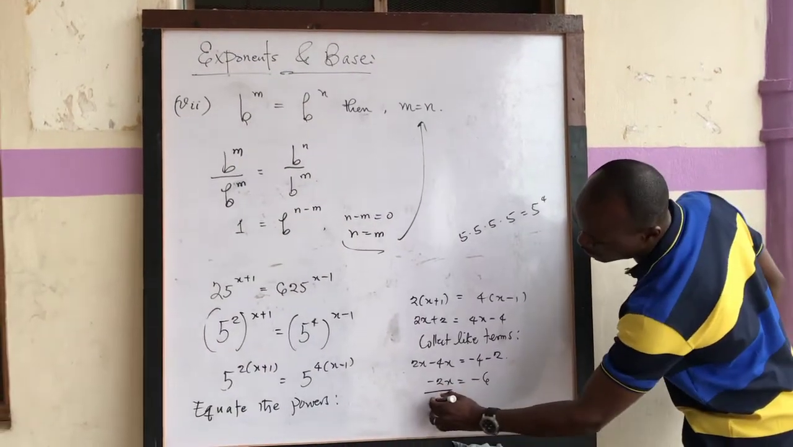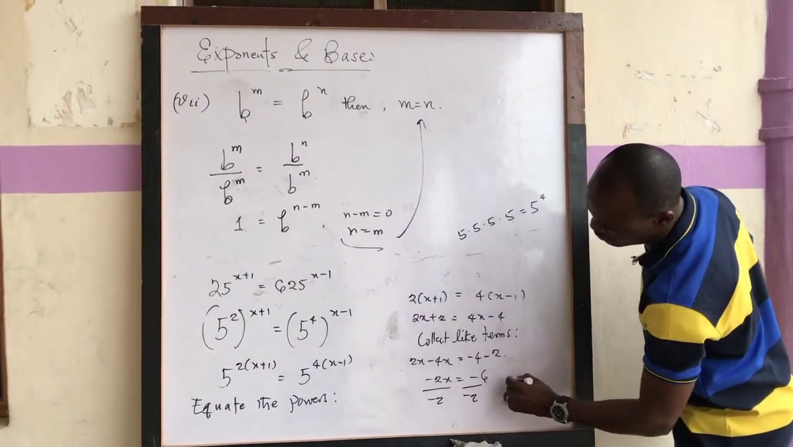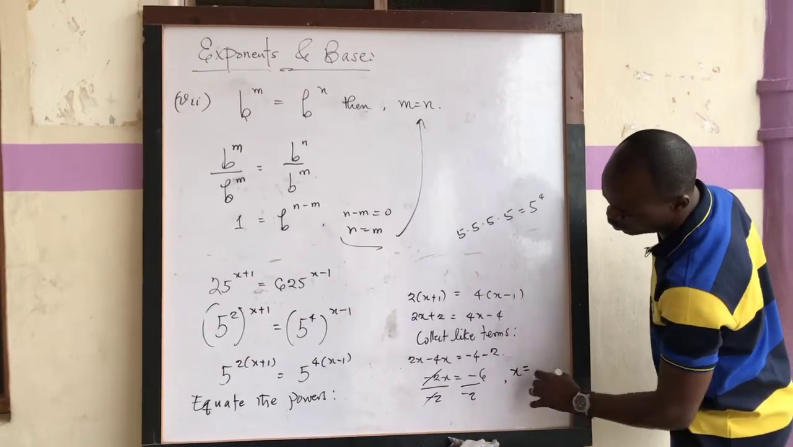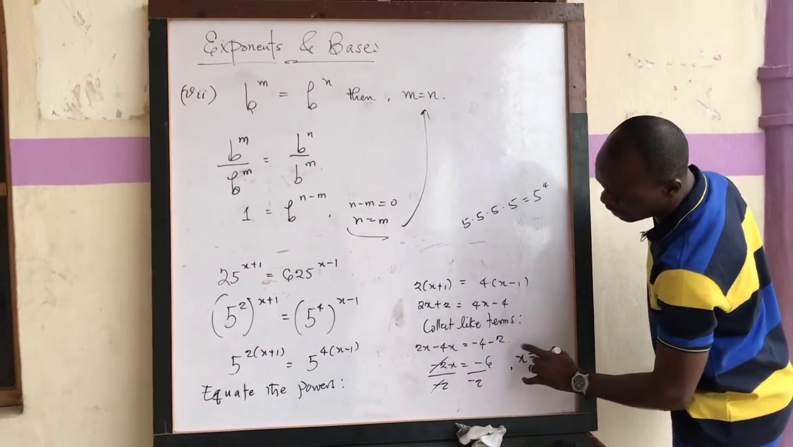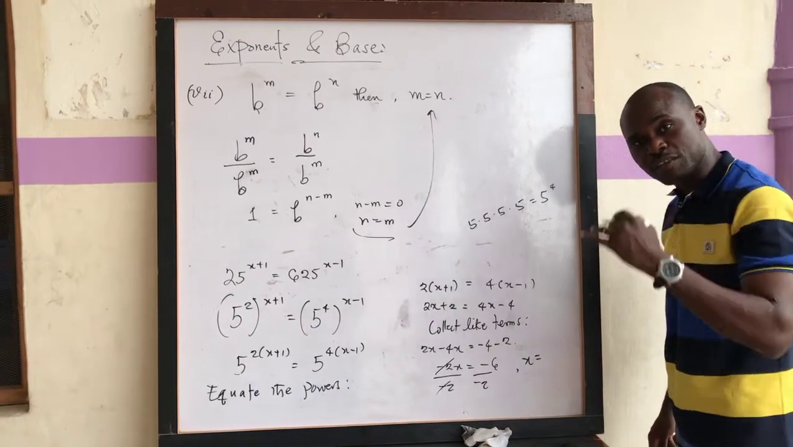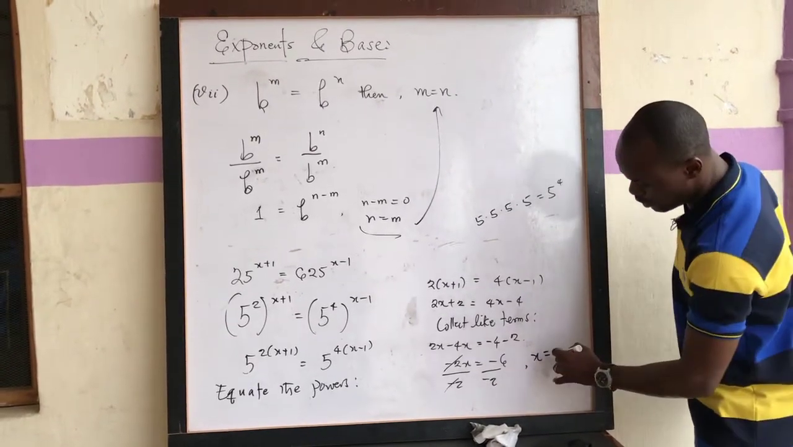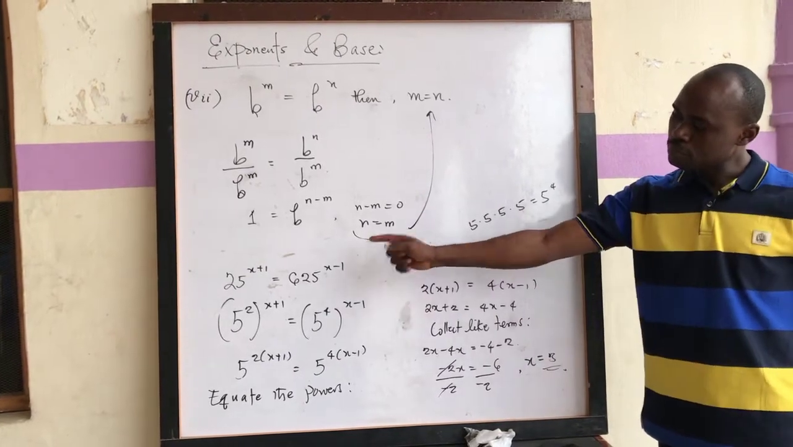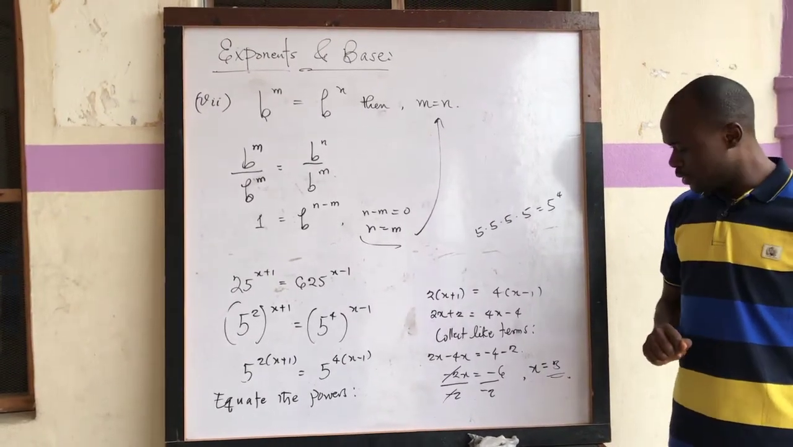So I can divide both sides by minus 2 and have my x, and this will cancel it, and I have my x to be equals to minus 6 divided by minus 2. 2 negative numbers dividing becomes positive, so this will be equals to 3. So actually the value we have there is x equals to 3.